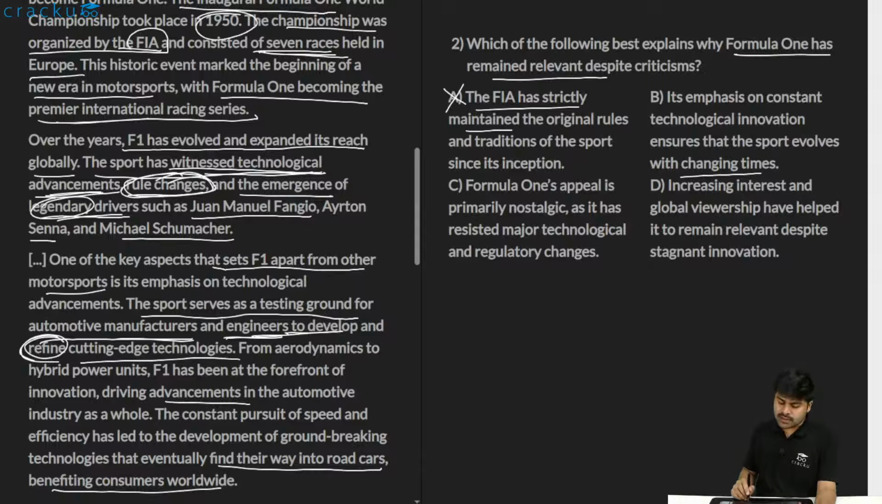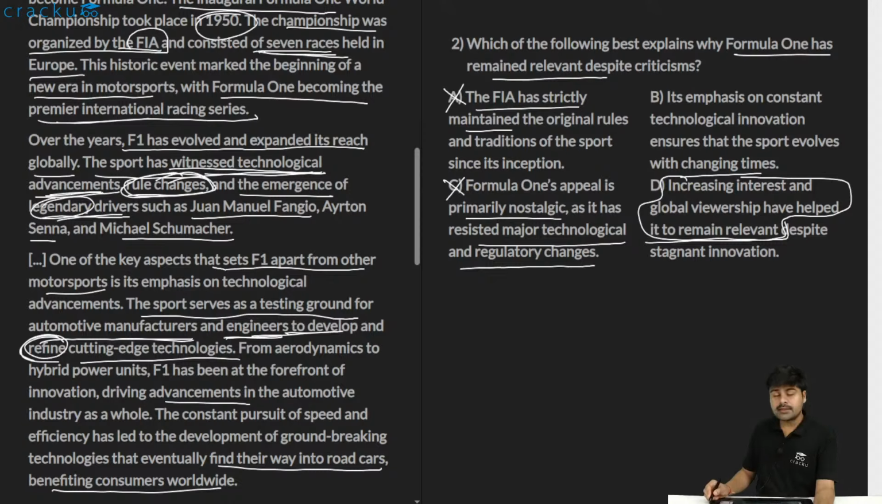C says Formula One's appeal is primarily nostalgic as it has resisted major technological and regulatory changes. Similar to option A, this is also incorrect because the rules have changed. D says increasing interest and global viewership have helped it to remain relevant despite stagnant innovation. So this part is correct. Yes, there has been increasing global viewership. People are becoming more and more aware of the race, and therefore we might say that this is one of the reasons why it is relevant.